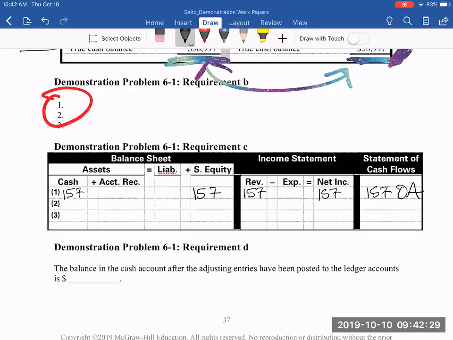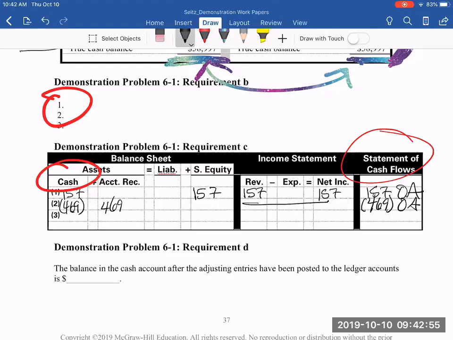The next thing is a decrease of 469 and then an increase of 469. That's for that bad check that does not hit our financial statement. And that does decrease our $469 as an operating activity because when this cash account has been increased or decreased, that's when the statement of cash flows comes into play. So every time you have an increase or decrease on this cash column, you should have an increase or decrease on that statement of cash flows.